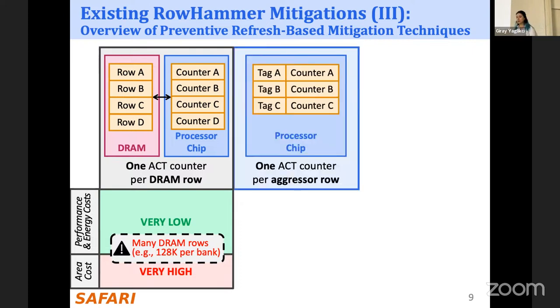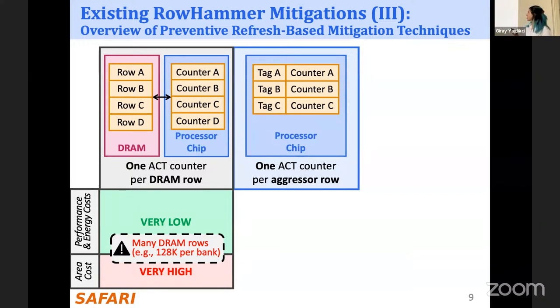And the second approach utilizes the observation that an attacker can only hammer a small subset of DRAM rows, as opposed to all rows, before DRAM rows are refreshed. So this approach allocates one activation counter per aggressor row.